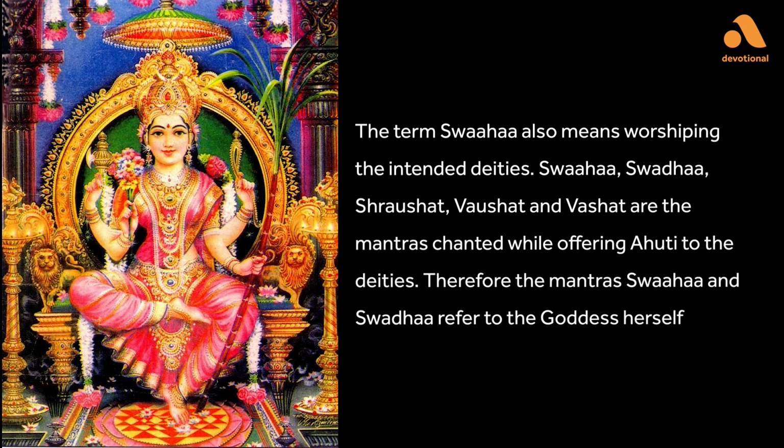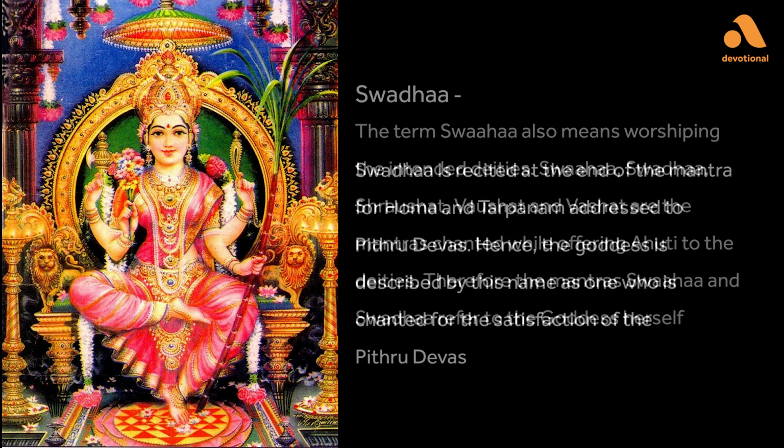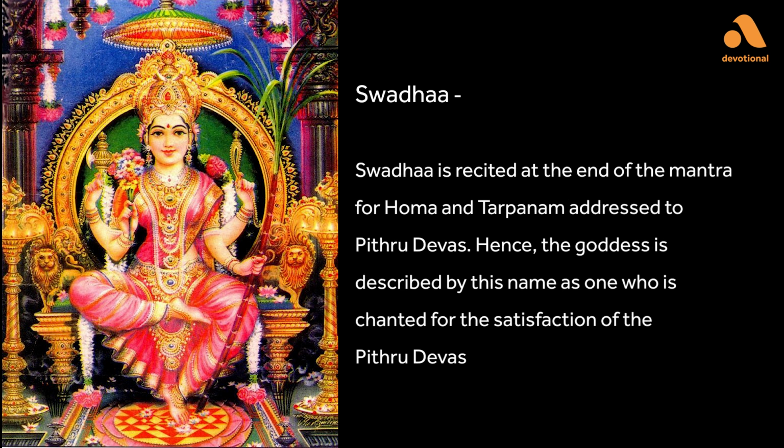Swaha, Swadha, Shrausht, Vaushat and Vashat are the mantras chanted while offering Ahuti to the deities. Therefore, the mantras Swaha and Swadha refer to the goddess herself. Swadha. Swadha is recited at the end of the mantra for Homa and Tarpanam addressed to Pitrudevas. Hence, the goddess is described by this name as one who is chanted for the satisfaction of the Pitrudevas.